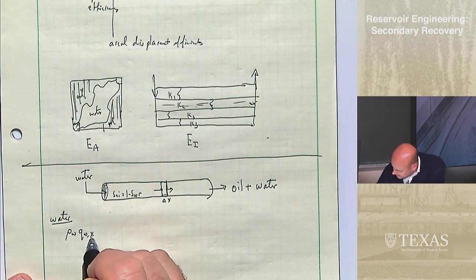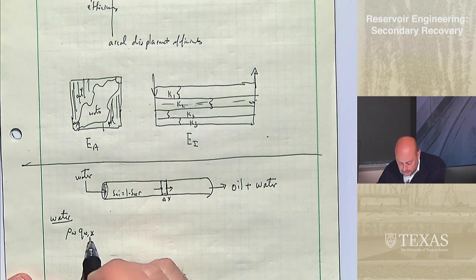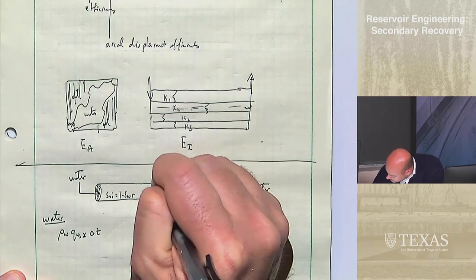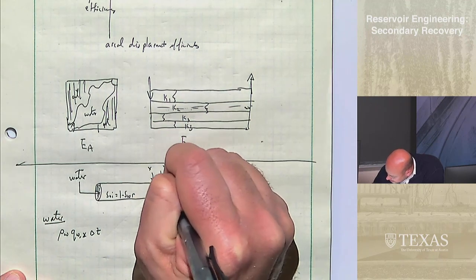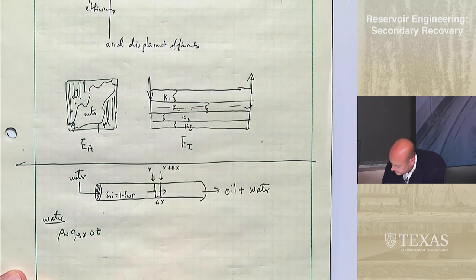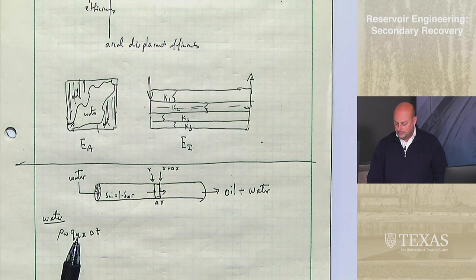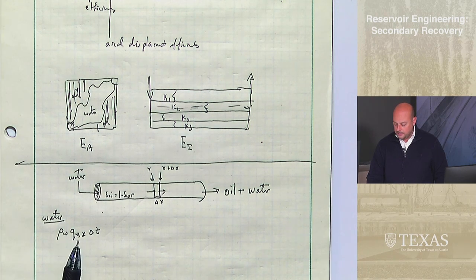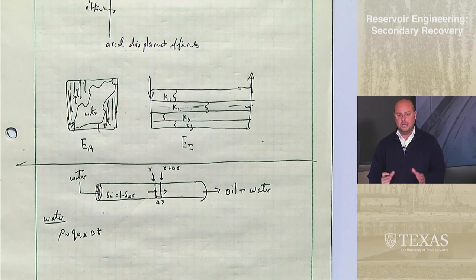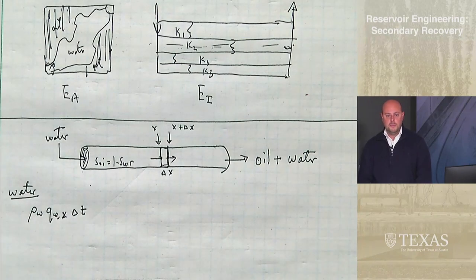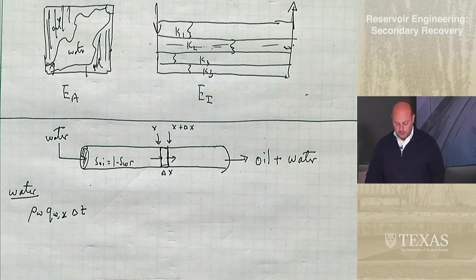This is in the x direction, that's why I put a subscript x, times delta t. That's what goes in, right? This is position x, and this is position x plus delta x. And let me check my units. Density is units of mass per unit volume. Flow rate is units of volume per time. Okay, so that means I got mass per time, and then I multiply by some time interval delta t. So that gives me mass, in pounds or kilograms.